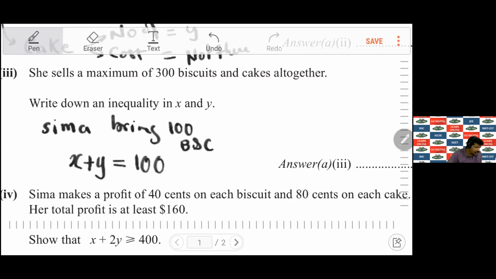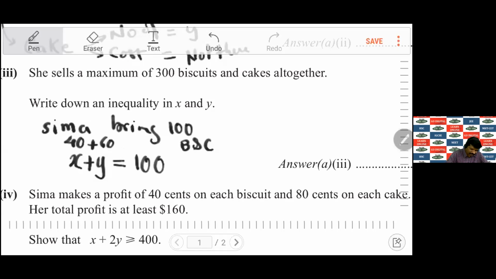Now what is X? It is not biscuits. X is the number of biscuits. So number of biscuits might be 40. And number of cakes might be? Okay, total, what is the total? 100. So number of cakes will be how much? 60. So like this, number of cakes 60, number of biscuits 40. So total is 100.